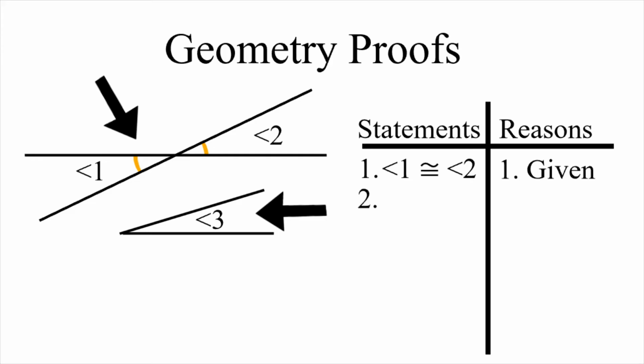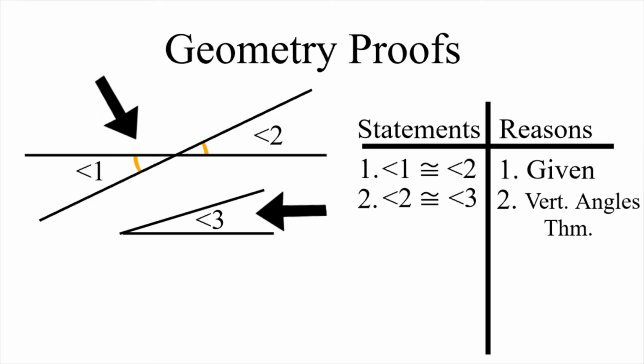What's our next step? Well, we can say that angle 2 is congruent to angle 3 by vertical angles theorem. What are vertical angles? Well, when you have a pair of intersecting lines, the angles opposite of each other in those intersecting lines are called vertical angles. That means those angles will be congruent.